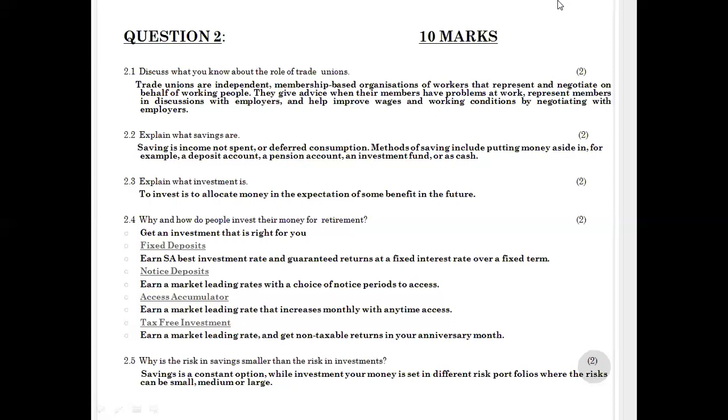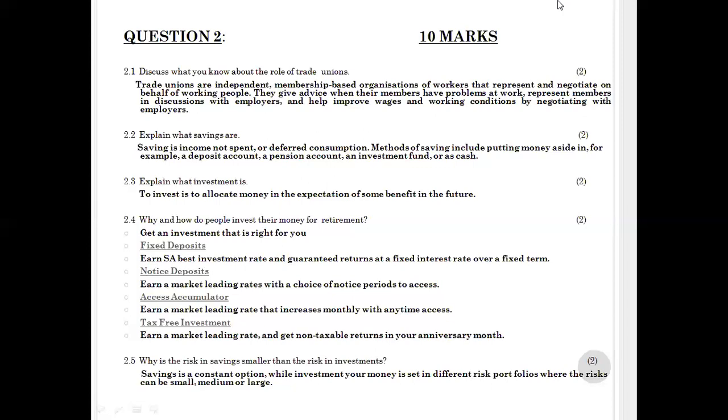So it's only 2 marks, so you don't have to mention all of them. Basically, I want 2 things there. Okay, this was quite a more difficult question. So if you're not maybe sure about your answer, please put it in the box and I will check for you. So 2.4, why and how do people invest their money for retirement?